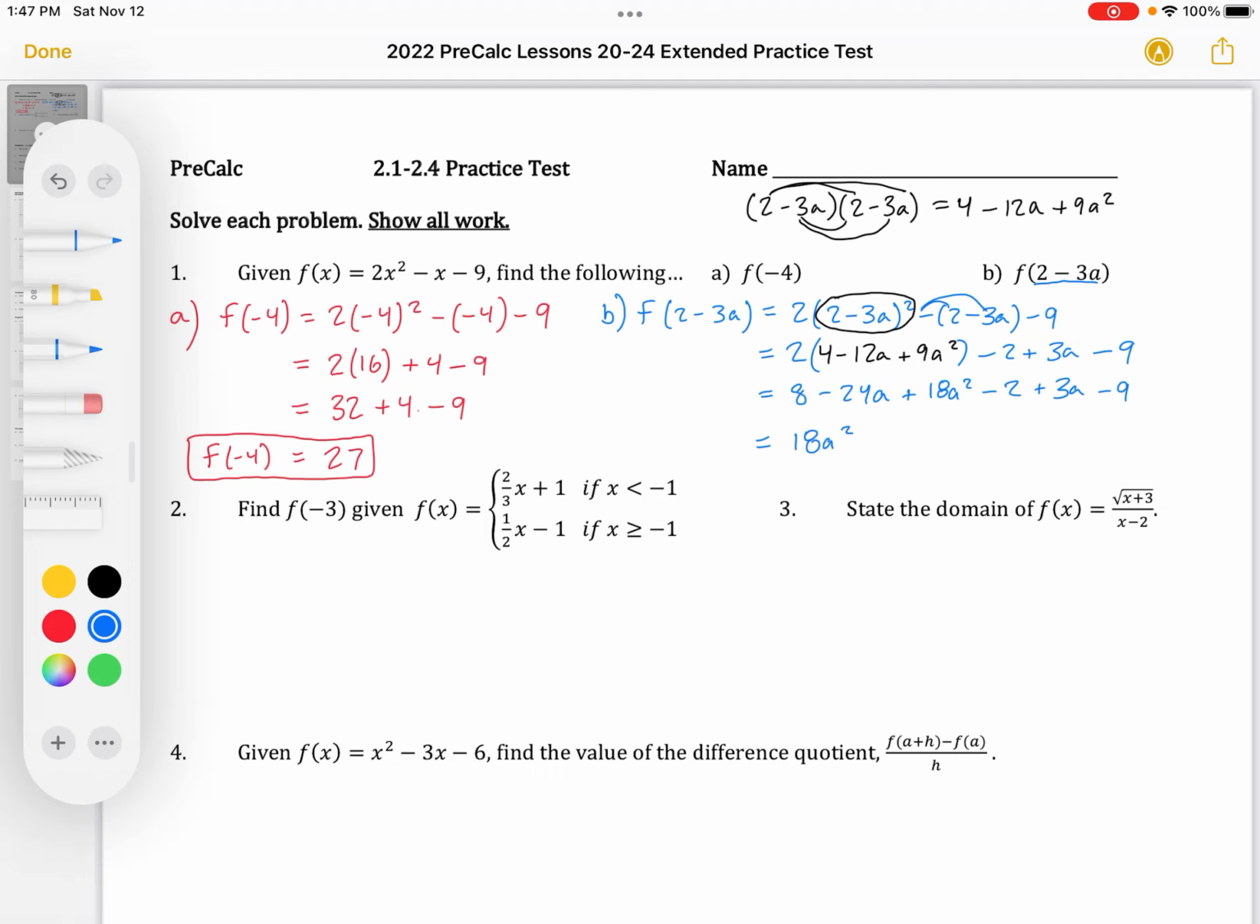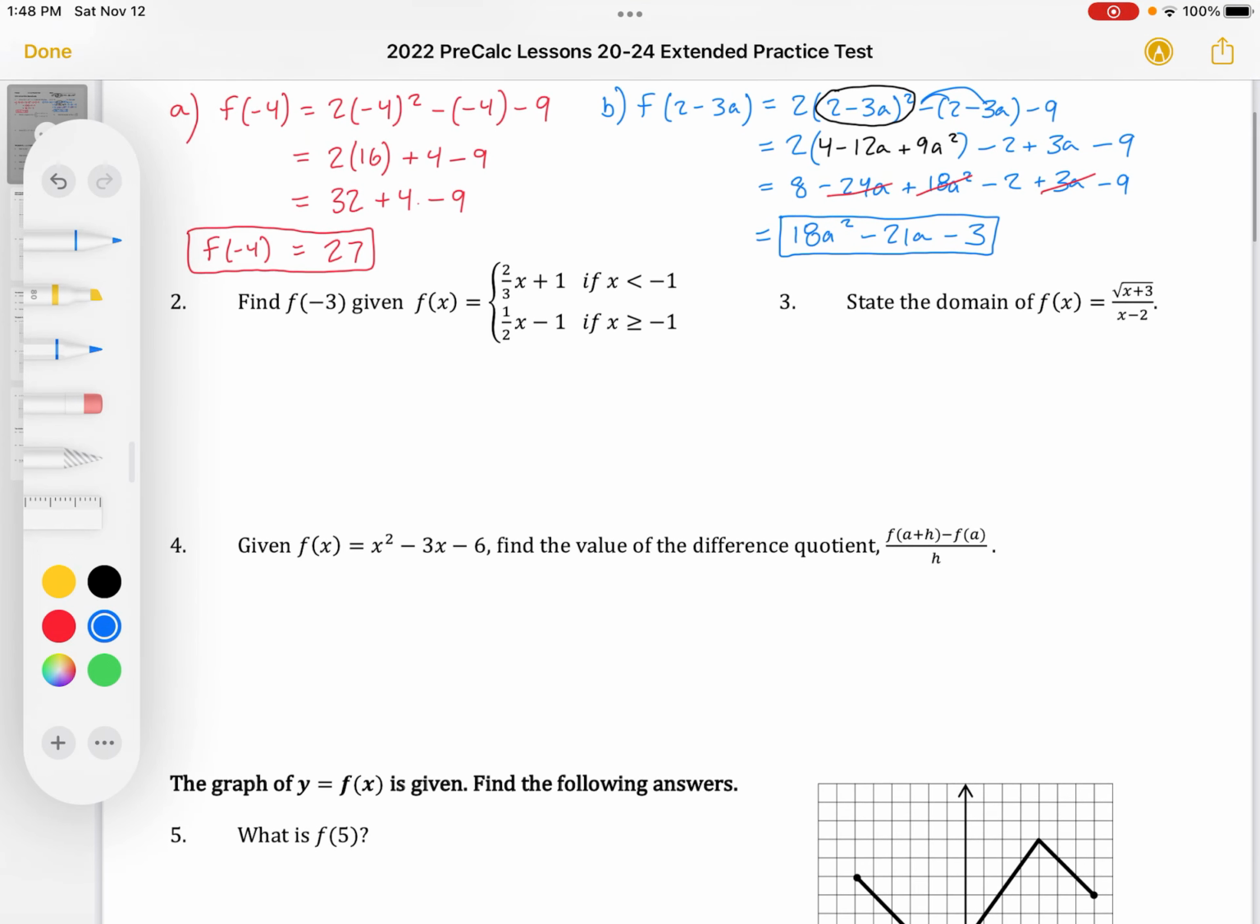I have 18a squared, which does not have anything I can combine with it. And then for my a's, I have negative 24a plus 3a. So that's negative 21a. So these are done. And then at the end, 8 minus 2 is 6. 6 minus 9 is negative 3. So that expression is our answer.